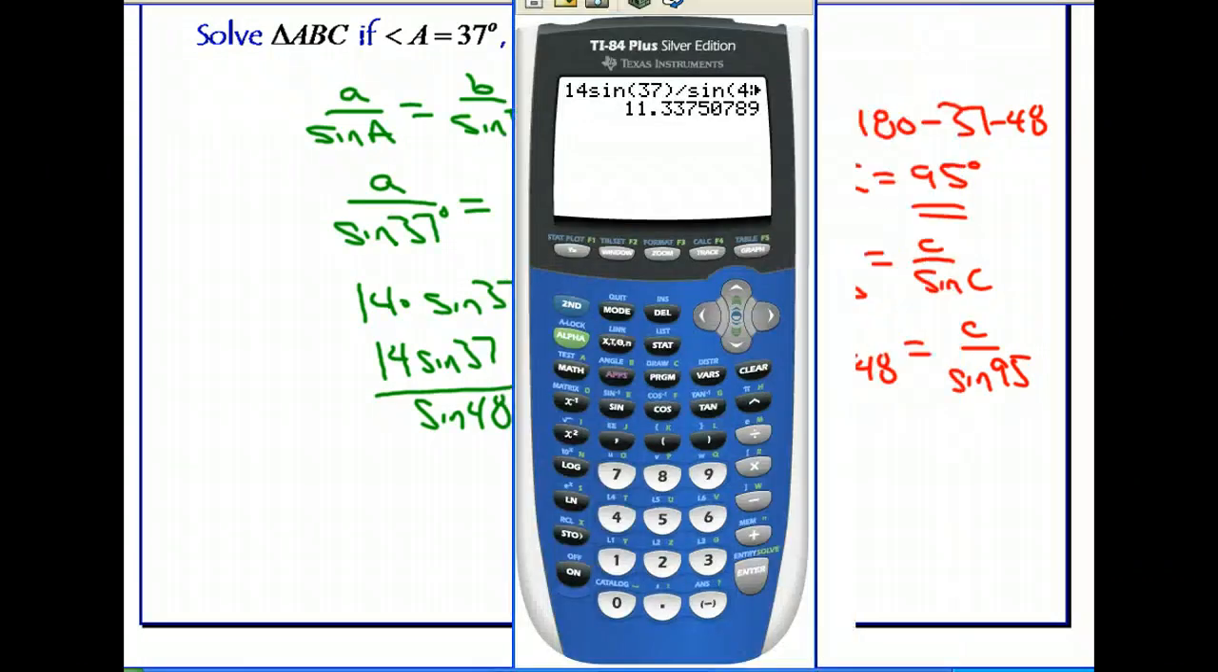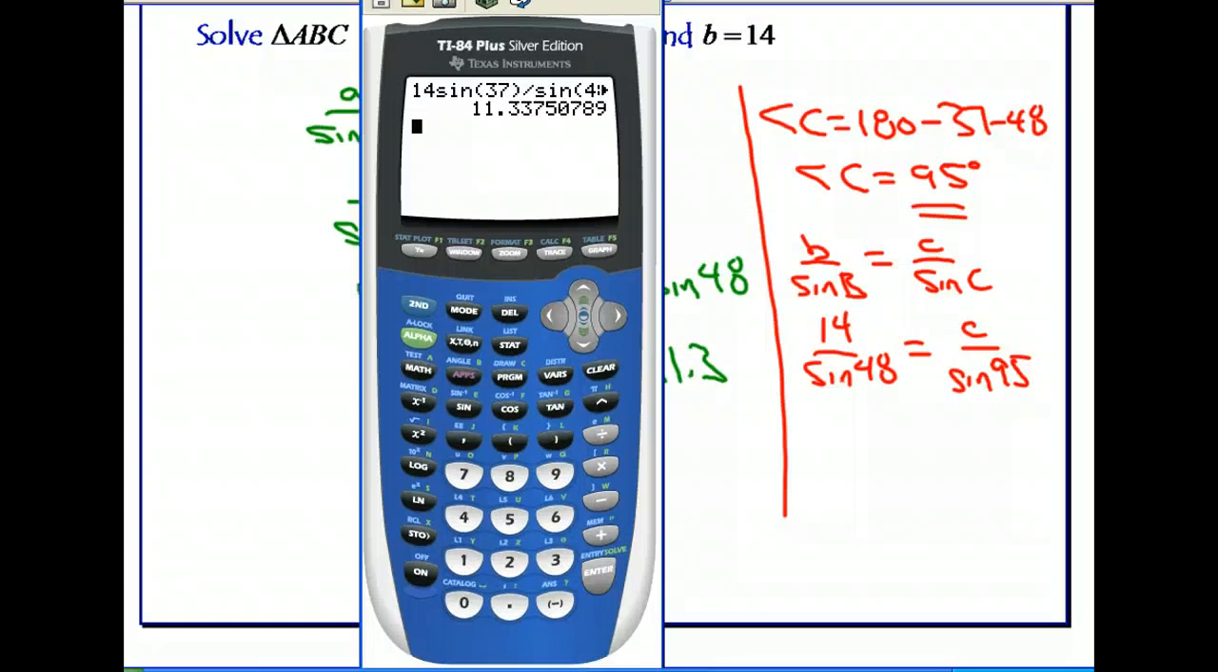Oops, move that out of the way so we can see. So I'm going to clear this out. 14 sine of 95. And I'm dividing by the sine of 48. And let's see, angle C is by far the biggest. Side C should be the biggest. And look at that, 18.8 is side C.